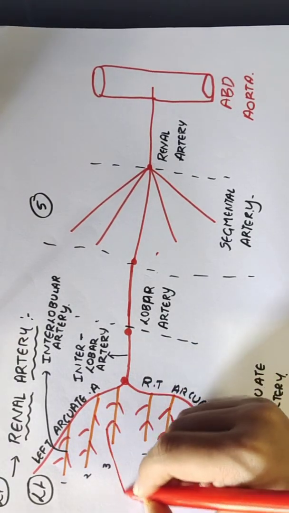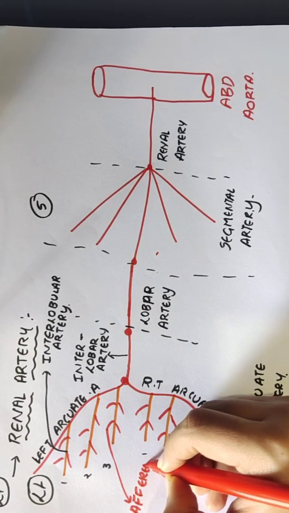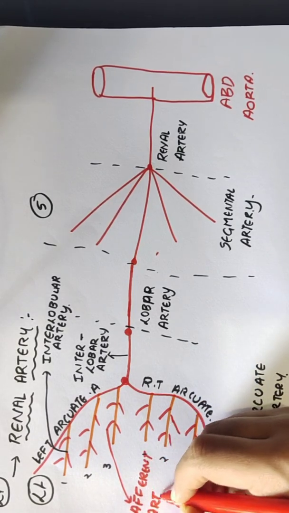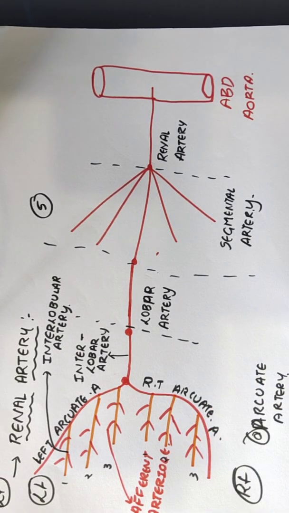So what are these things? This is the afferent arteriole. So it is giving off the afferent arteriole. So we'll come up with this structure once again. So we'll start from the beginning.